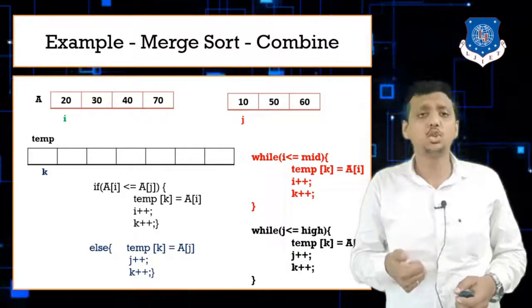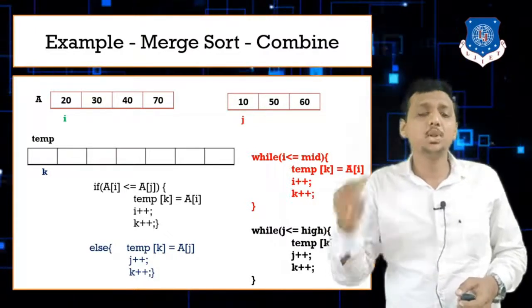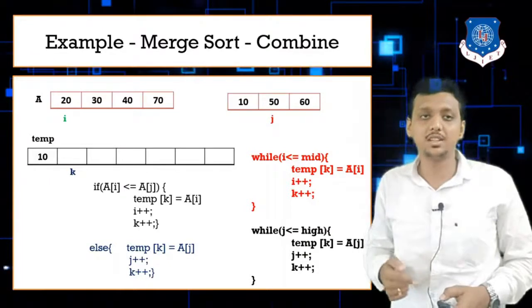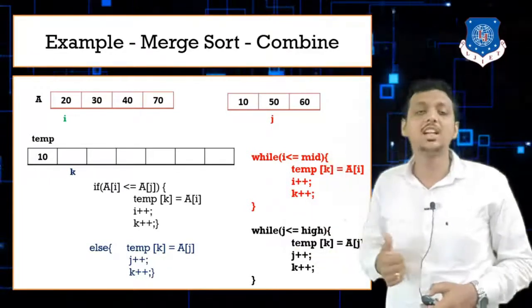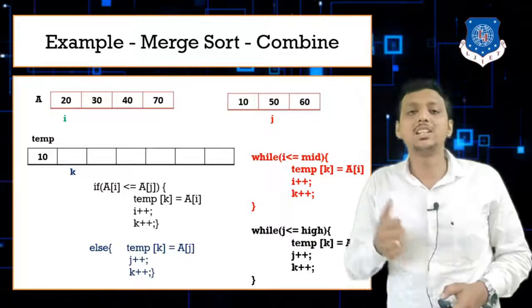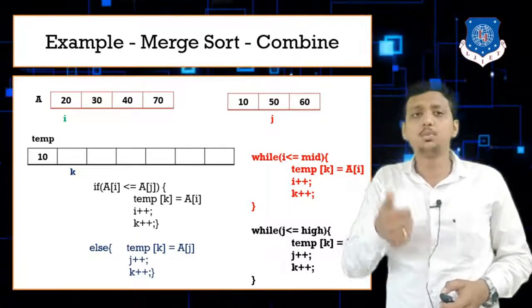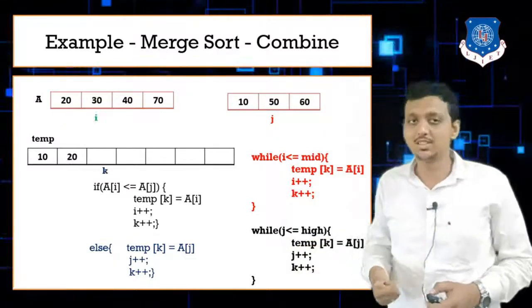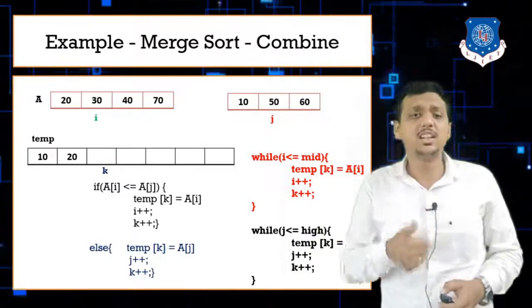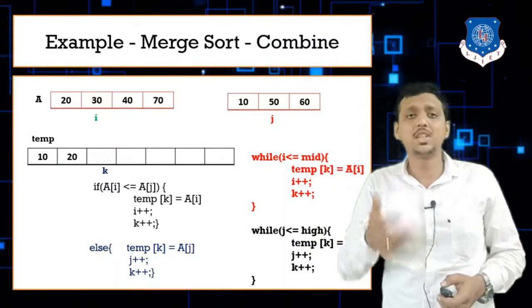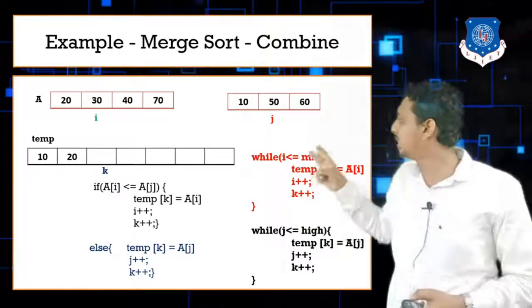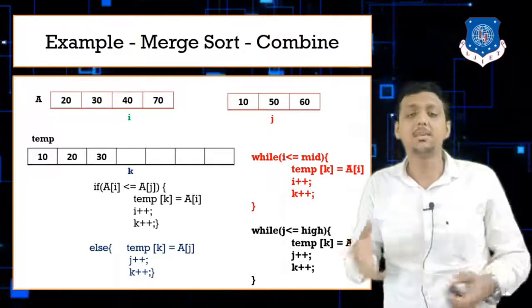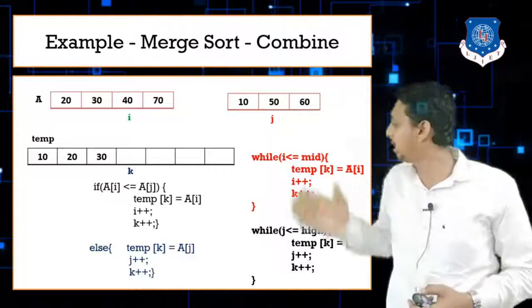What you need to do is put the value of A of j into the temporary array, then increment j, increment k. I just did it. 10 will be in the first position of the temporary array. Now 20 less than 50, condition true. So put 20 into the temporary array, increment i, increment k. Next we have 30 less than 50, condition true, so increment i, increment k, put 30 into the temporary array. Next we have 40 less than 50, same: increment i, increment k, put 40 into the temporary array.